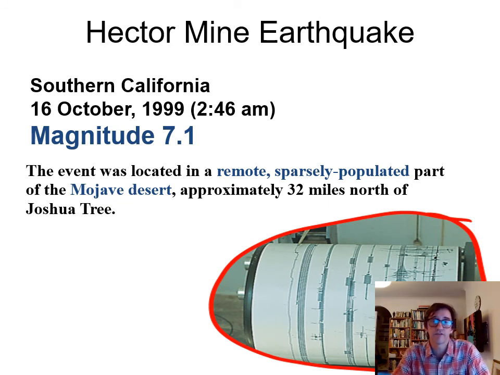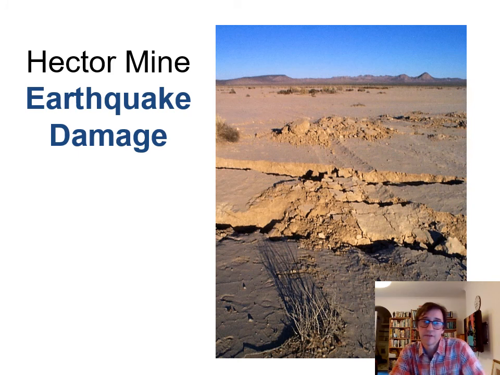Okay, the second earthquake of the two is the Hector Mine earthquake, later in 1999, a larger earthquake, 7.1. The event was located in a remote, sparsely populated part of the Mojave Desert in Southern California, approximately 32 miles north of Joshua Tree. And here's the seismograph going crazy after this very large earthquake. 7.1 is a significant earthquake. And here is a photo of about the only known damage from the Hector Mine earthquake. You can see these big cracks in the ground out in the Mojave Desert, and therefore on the intensity scale it would be about 0 or 1.